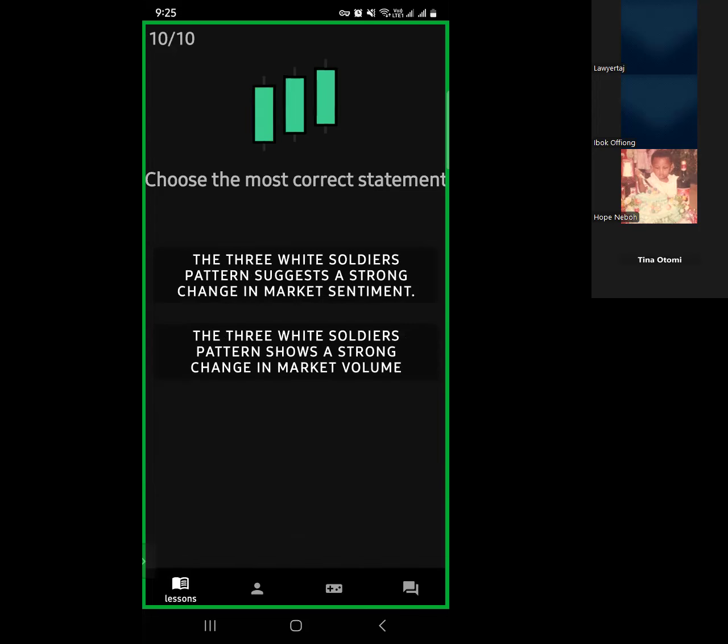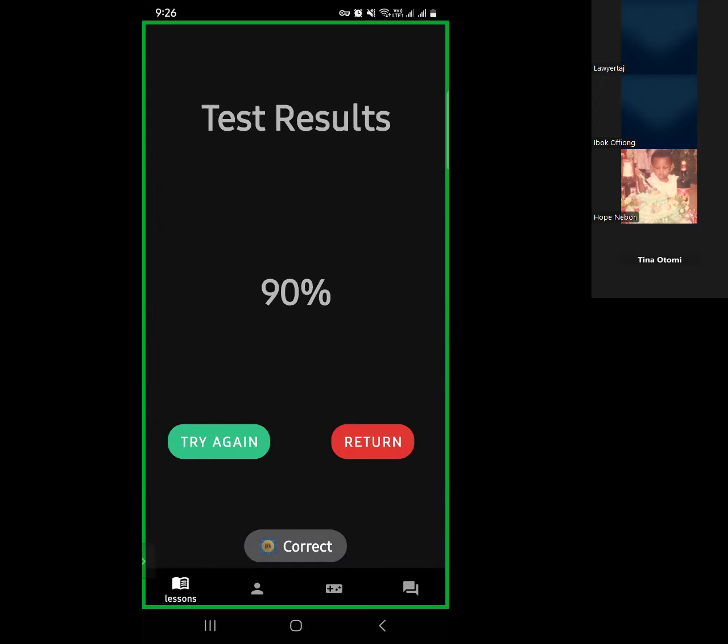Choose the most correct statement. The 3 white soldiers pattern suggests a strong change in market sentiment. The 3 white soldiers pattern shows a strong change in market volume. What's the answer? Is it sentiment or volume? The 3 white soldiers pattern suggests a strong change in market sentiment. Sentiment. Right, correct. So you see, we got 90%.